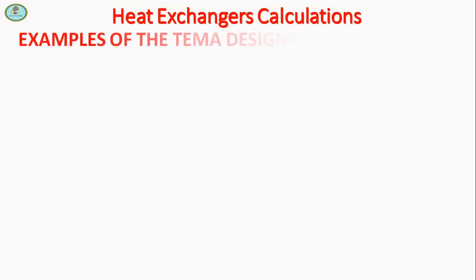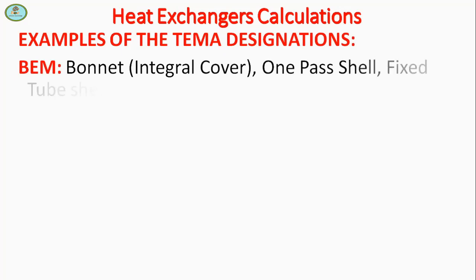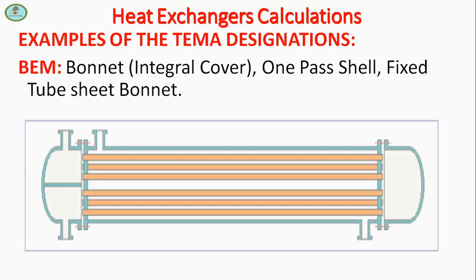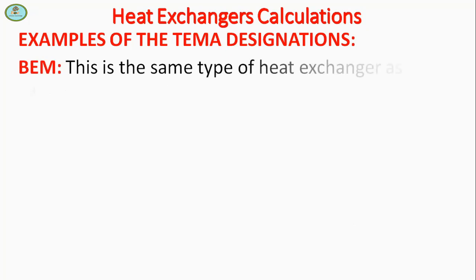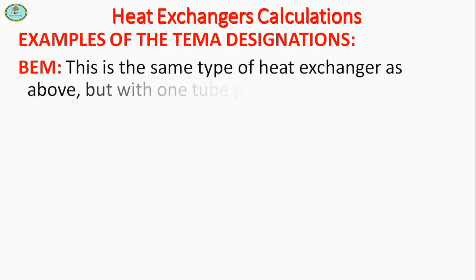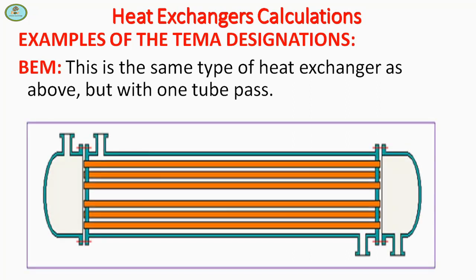Examples of the TEMA design: BEM, bonnet integral cover, one pass shell, fixed tube sheet bonnet. Figure shown here for your reference. BEM: this is the same type of heat exchanger as above but with one tube pass. This type of design configuration is shown here.